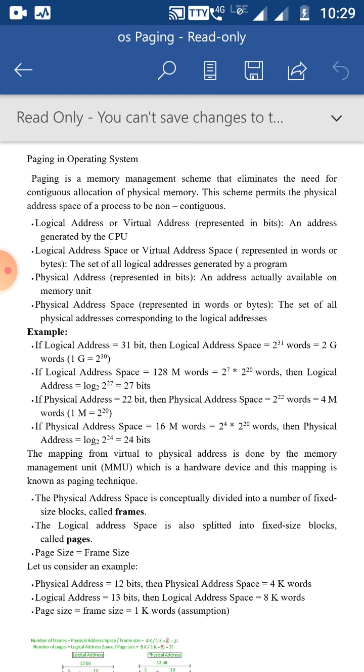Today we are going to discuss a very important memory management technique, that is paging, or the paged memory management technique.